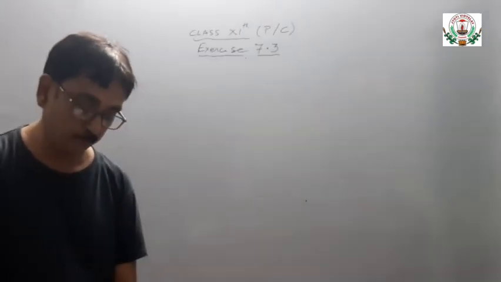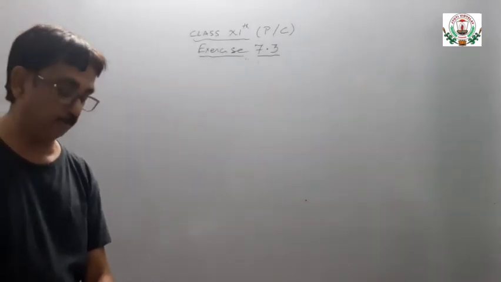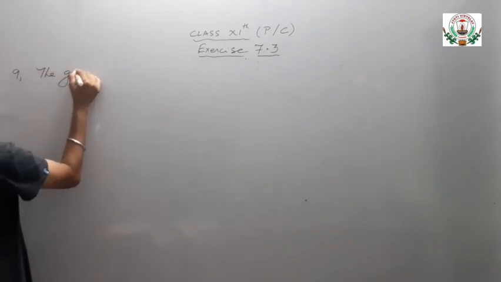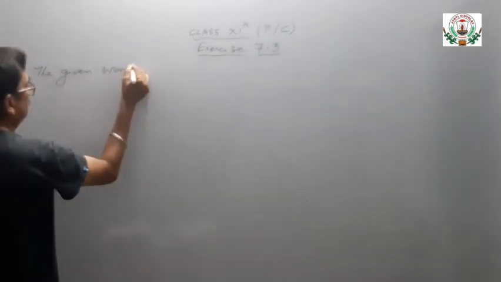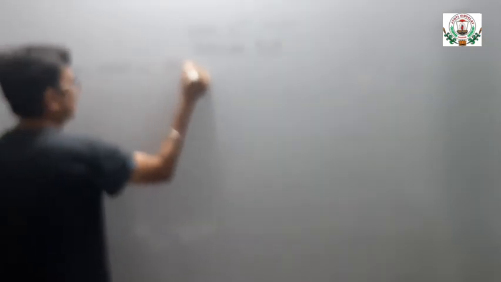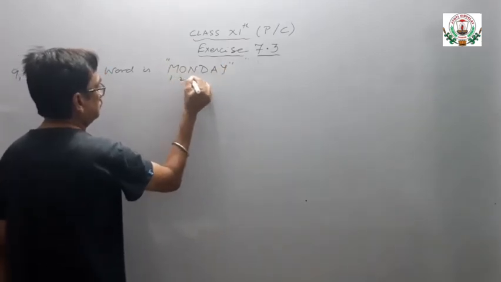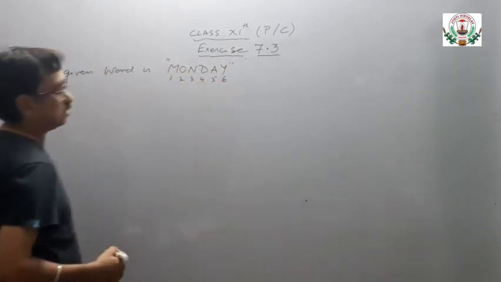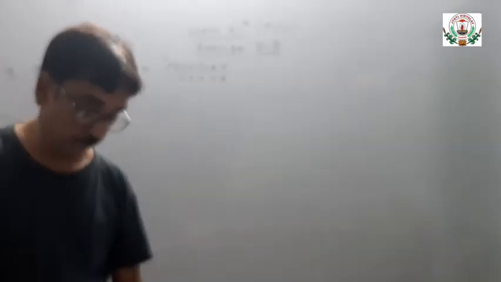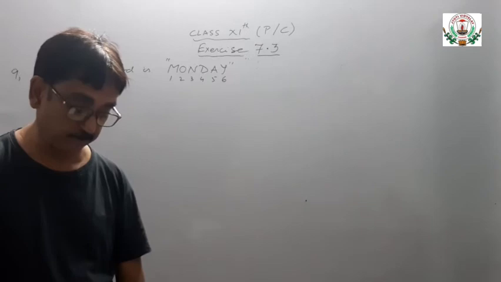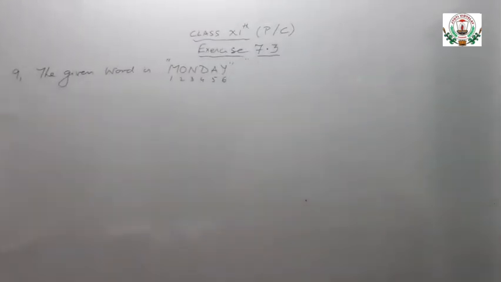Question number 9. How many words with or without meaning can be made from the letters of the word MONDAY? The given word is MONDAY. So how many alphabets? 1, 2, 3, 4, 5, 6 alphabets are there in the word MONDAY. Assuming that no letter must be repeated, first we have to form words when 4 letters are used at a time.